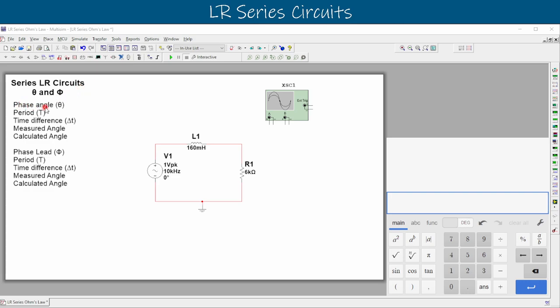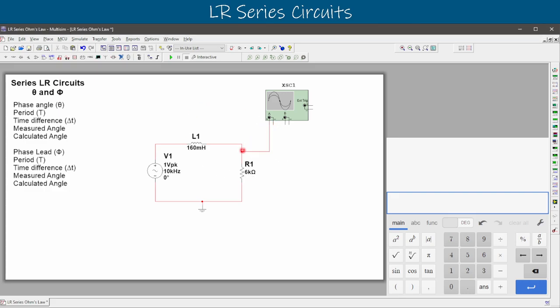We are going to do our phase angle first, and then that allows us to measure out our period for our time difference. With these two together, we'll be able to actually calculate that phase angle. Right, so the first thing we need to do is connect our meters. We need to do the channel A across our resistor. So we'll connect channel A positive side to the top of the resistor, channel A negative side to the bottom of the resistor. That gives us the voltage drop across that resistor.